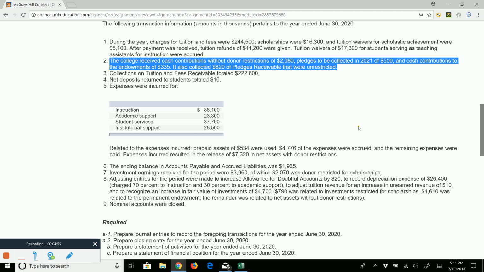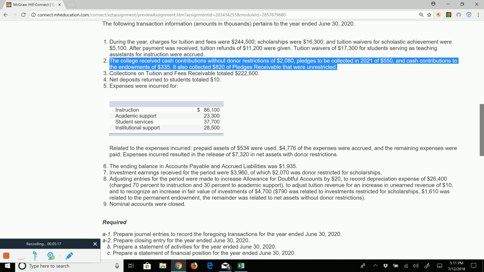And then, of course, we have cash contributions for the endowments. That means a permanent donor restriction, 335. And it also collected 820 in pledges receivable that were unrestricted. So previous pledges receivable that was recorded is now being collected.